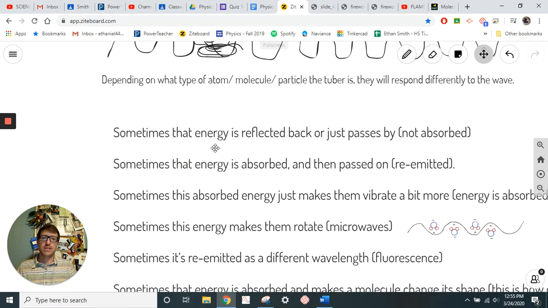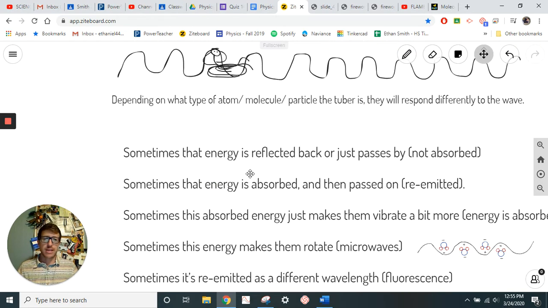Sometimes that energy is just reflected back or passes by. This is not necessarily absorbed; this is the case of radio waves passing by us. In a lot of cases, they're just reflected back off of our bodies, or sometimes they just pass right through us. That's because these waves aren't really operating at a scale that can affect our molecules and atoms. They're just so large scale that it doesn't really do that much.